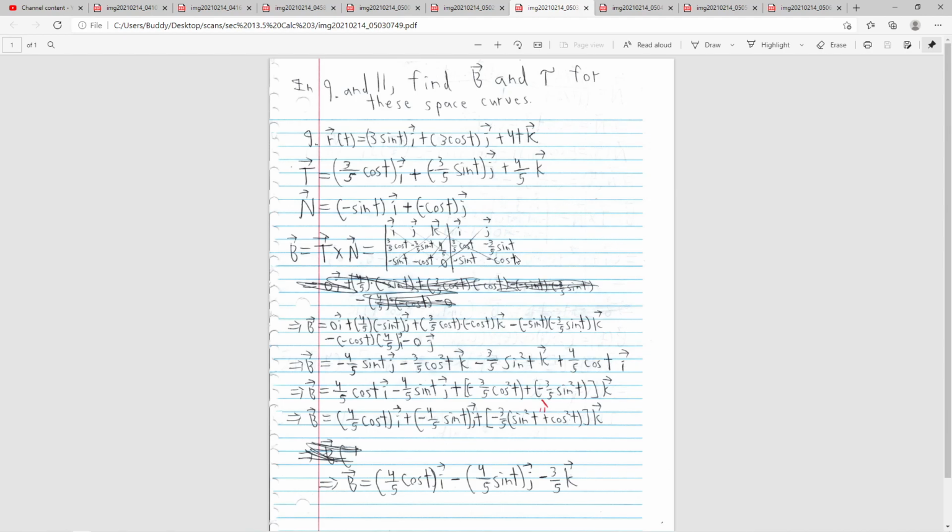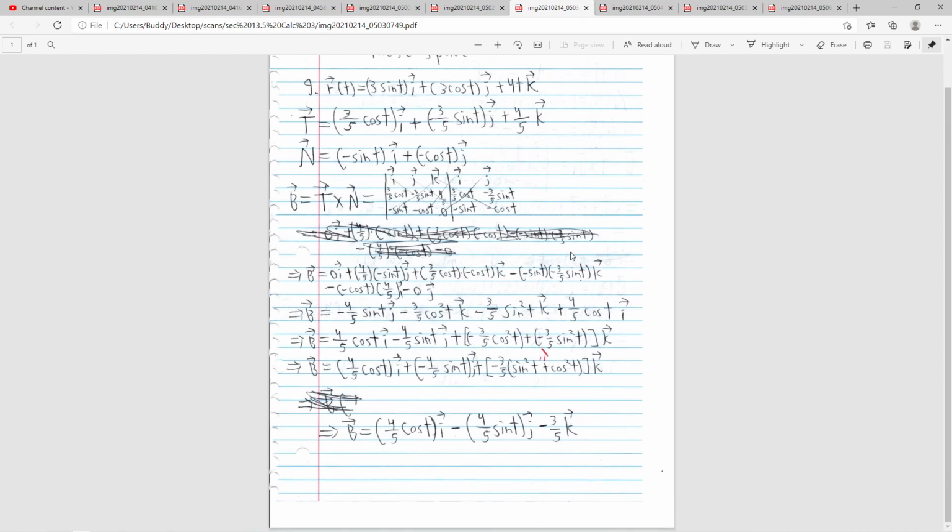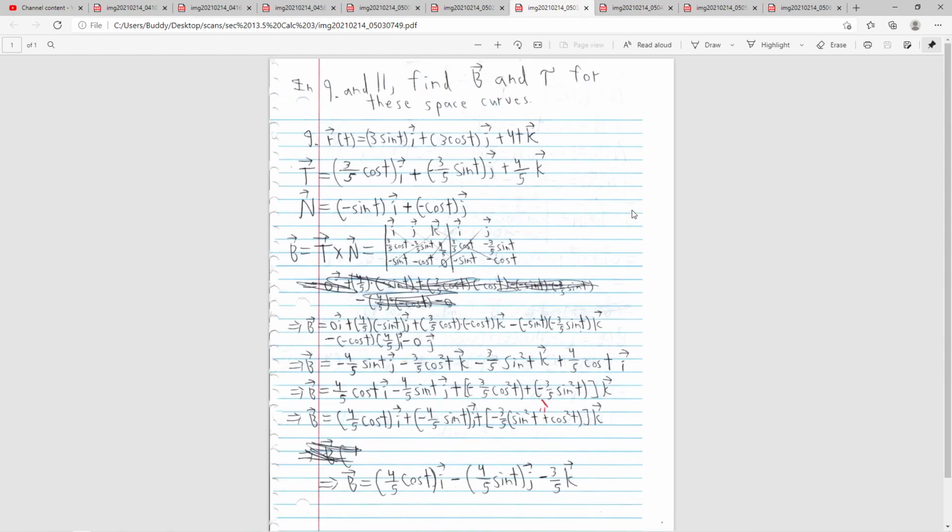Now, outside of that side distraction, in 9 and 11, we want to find B and tau for these space curves. We already know these things from before. You'll recognize them if you look back at the last video, section 13.4. We have this position function, 3 sine t i plus 3 cosine t j plus 4t k. We did this, so I'll rewrite what we had, T, N and B. We have to find B and tau.